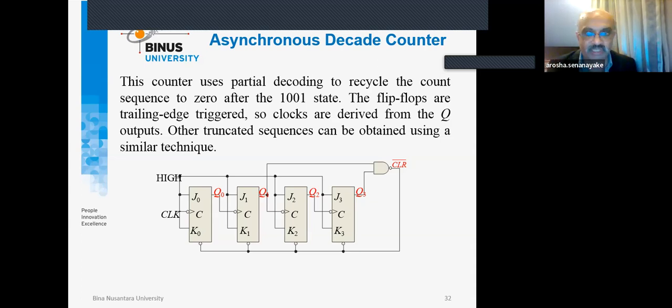You know very well. So then, what is the occurrence? Of course, the counter should start from 0, but after reaching 1, 0, 0, 1, it should be reset and start back from 0. Reset means a clear signal. In this case, it's the clear signal. So this NAND gate produces an output from here and here, so that the clear will happen when 1, 0, 0, 1 is there.